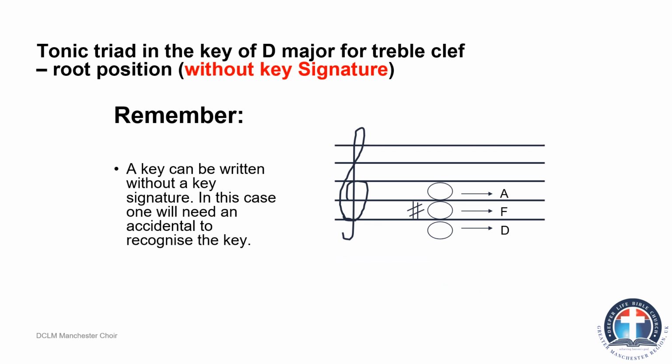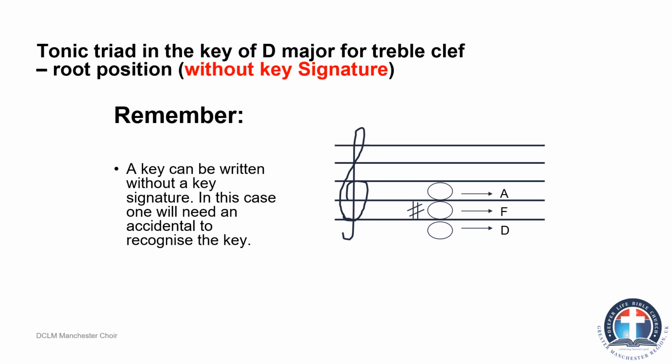Tonic triad in the key of D major without key signature. Now looking at the treble clef again, without key signature. A key can be written without a key signature. Remember that a key can be written without a key signature. What do we do in this case? We will need our accidental or the tonic.